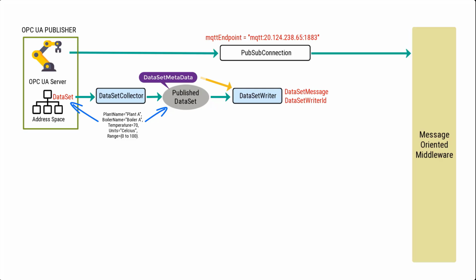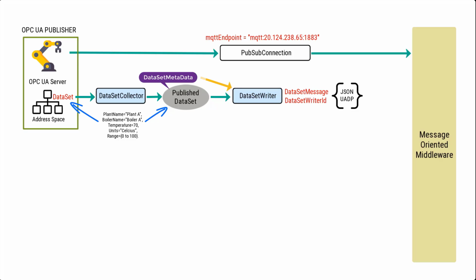Each dataset is sent as a separate dataset message, serialized with a format that depends on the dataset writer. One dataset message format is the JSON message mapping, which represents the dataset in a format which subscribers can understand without knowledge of OPC UA. Another dataset message format is the UADP message mapping.